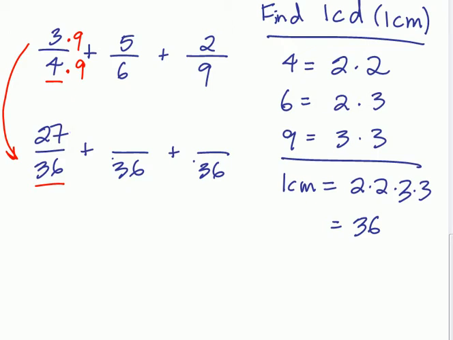Same thing for 5/6. What did we do to 6 to get to 36? Well, we would have to multiply that times 6, so that tells us we're going to multiply that 5 times 6. And we would get 30. And then to finish this off, 9 times what gives you 36? 9 times 4. So you know you're going to have to take the numerator times 4, and you would get 8. Once you've done that, pretty much you've done most of the work there.